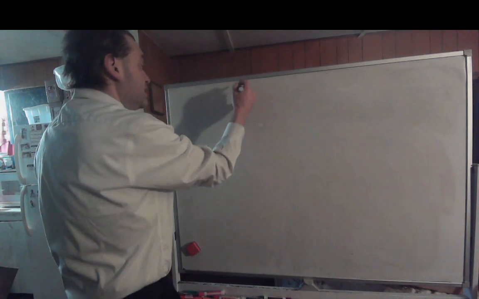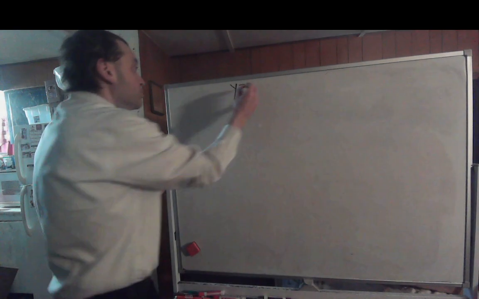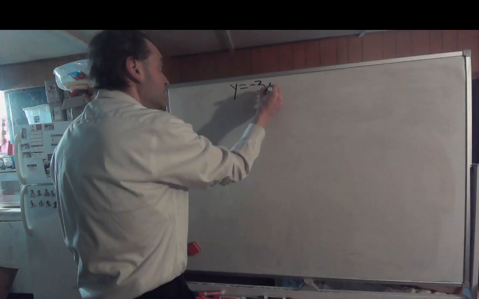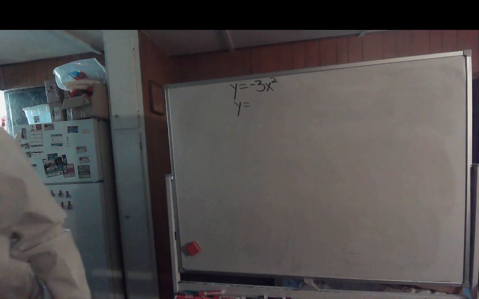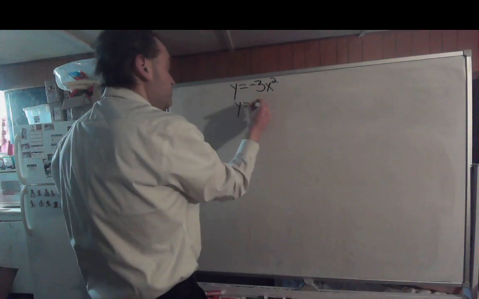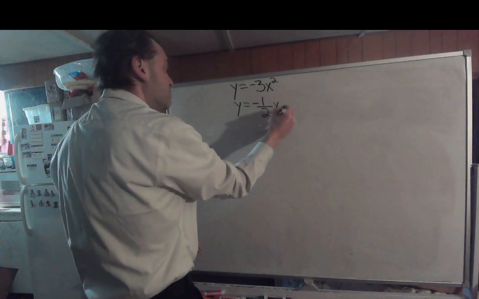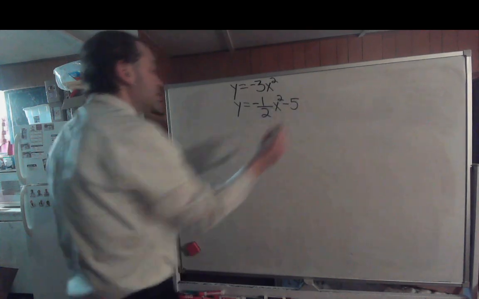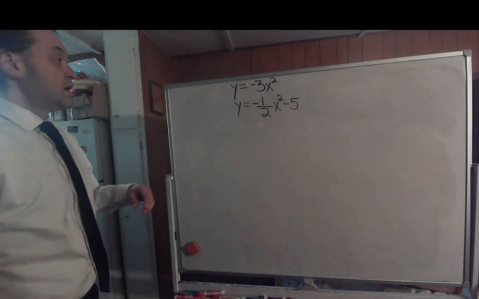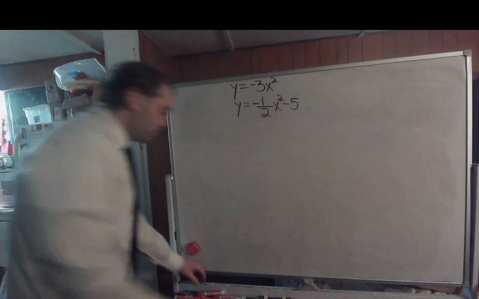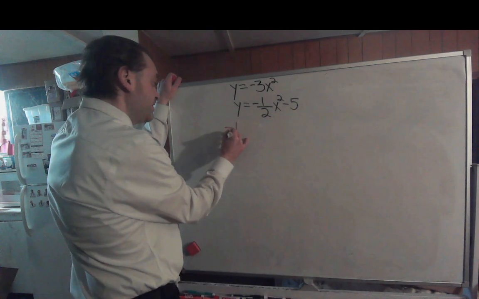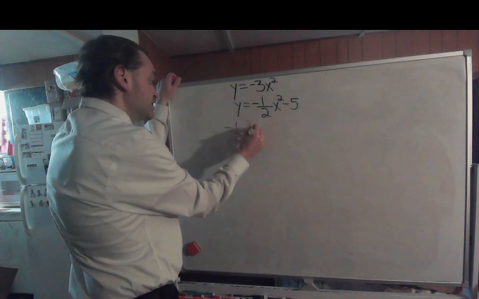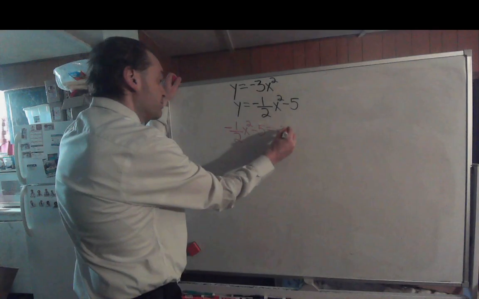Alright, let's say y equals negative 3x squared, and then we get y equals negative 1/2 x squared minus 5. So again, use the substitution and set one quadratic equation equal to the other. So let's take that negative 1/2 x squared minus 5, set that equal to negative 3x squared.